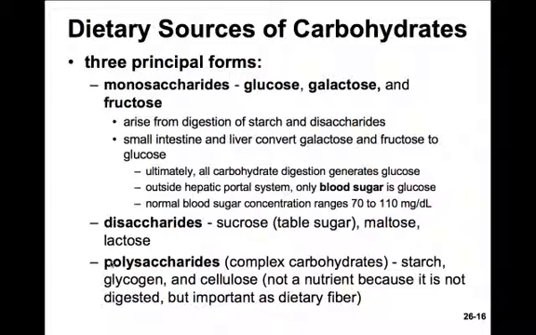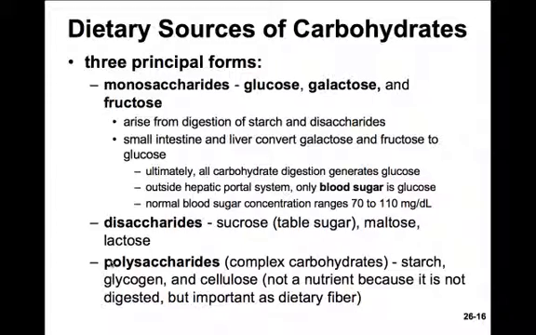As you'll recall from our chapter on digestion, the small intestine and liver convert galactose and fructose into glucose, so ultimately all carbohydrate digestion is going to generate glucose. And outside the hepatic portal system, the only blood sugar we see is glucose. Normal blood sugar concentrations range from about 70 to 110 milligrams per deciliter.